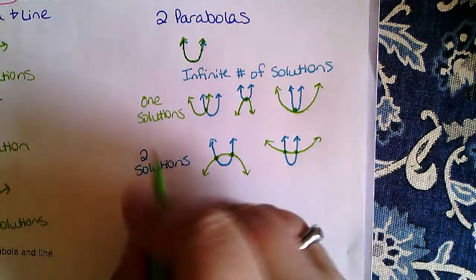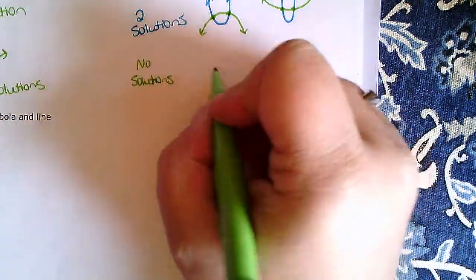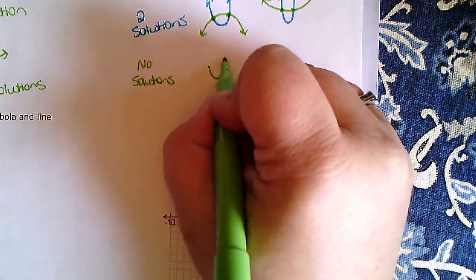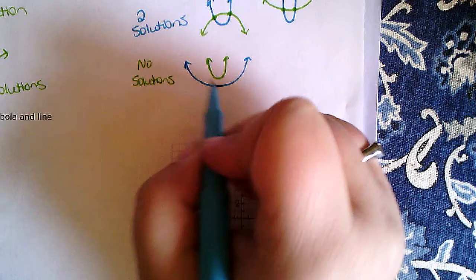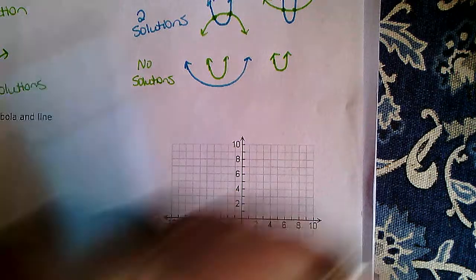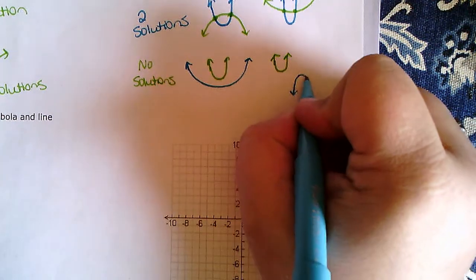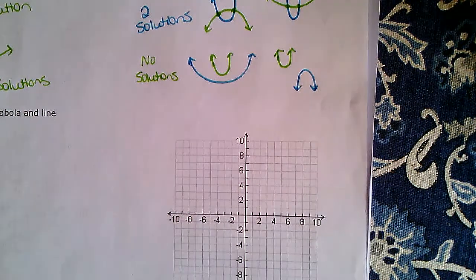And then there's also an option with two parabolas to have no solutions. An option for no solution would be one opening up and another one below it with maybe a stretch or a compression and a shift down. Or you could have one up over here and the other one maybe has a shift right and a reflection over the x-axis, so it opens down and it's over there. So a whole lot of options. You can have infinite, 1, 2, or no solutions when you have two parabolas.